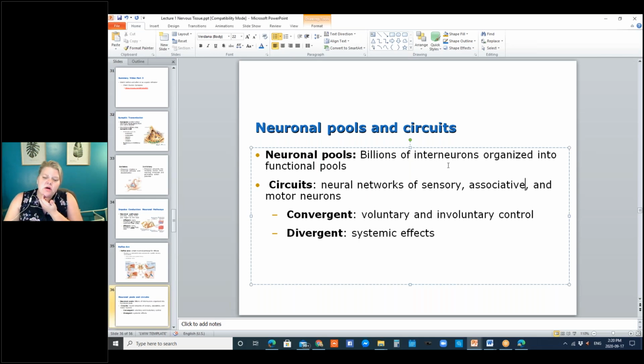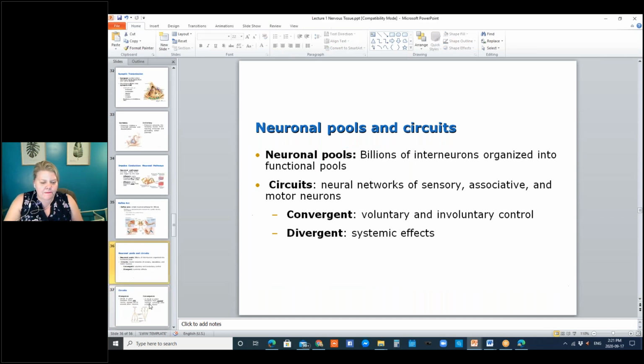But these circuits are going to have networks that are convergent or divergent. Voluntary and involuntary control is convergent circuits, whereas divergent circuits are creating systemic effects. Remember, an example of systemic effects is giving somebody a massage on their neck, causing their blood pressure to lower, for them to feel a sense of well-being, and to have their facial muscles relax, you know, these systemic effects in the body.